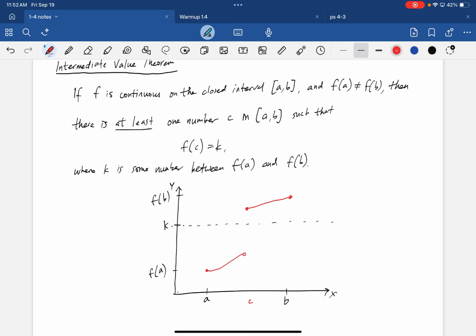It could pass through multiple times, which is why I said at least one. We could have something like this. It could pass through 3 times. Can it ever pass through an even amount of times? No, because it has to go through an odd number of times in order to get to the other side. Okay, any questions?